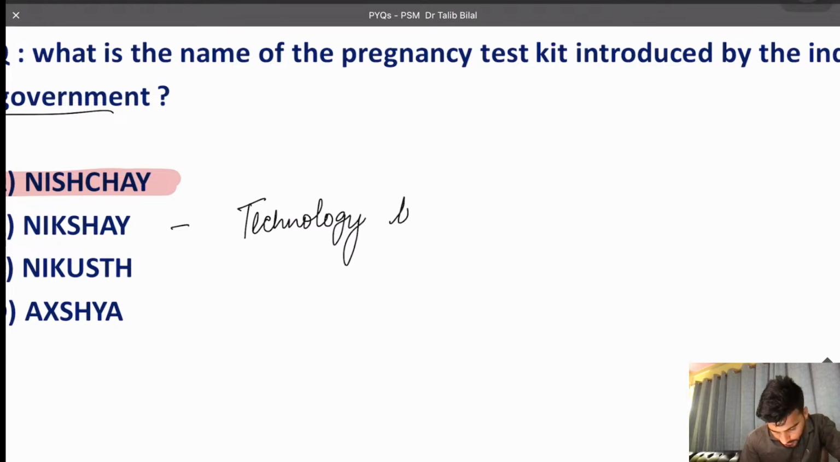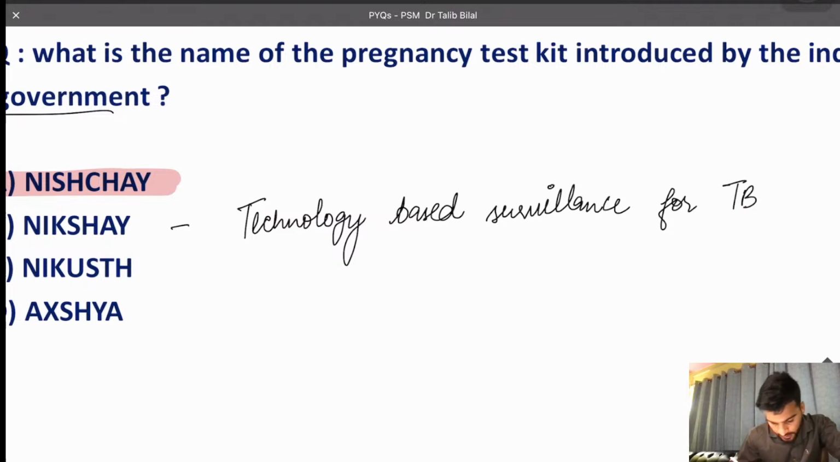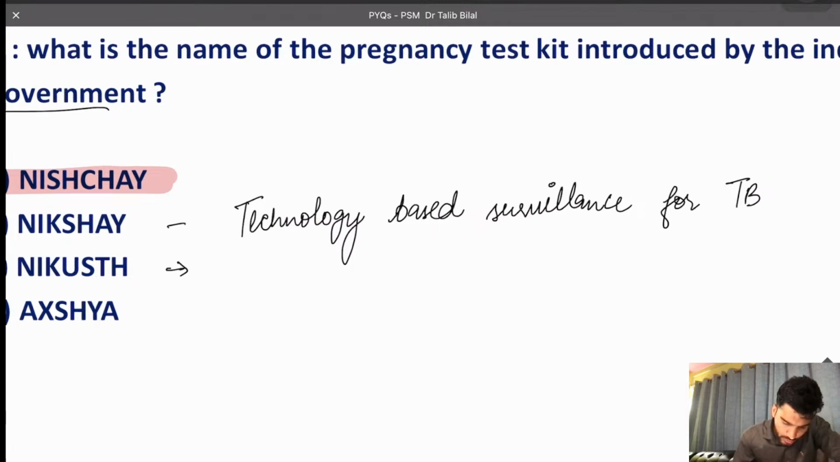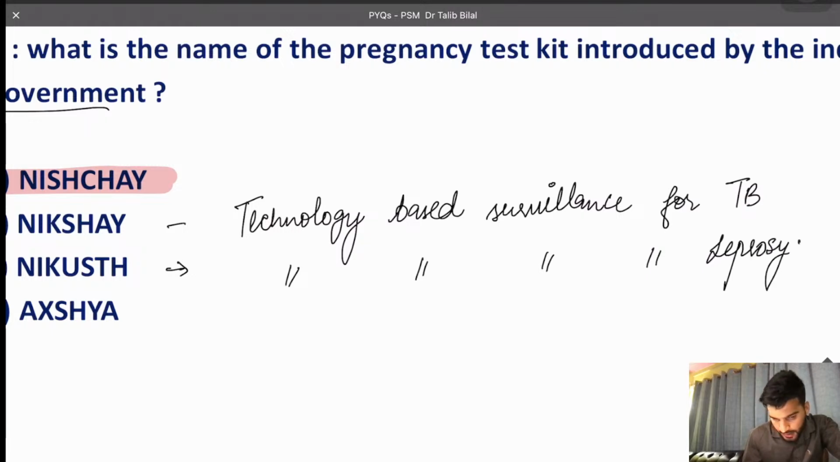It's technology-based surveillance for TB. If I talk about Nikust, it is related to leprosy. It's technology-based surveillance for leprosy. And if I talk about Akshaya, guys, it's an initiative funded by the Global Fund for Malaria and TB.